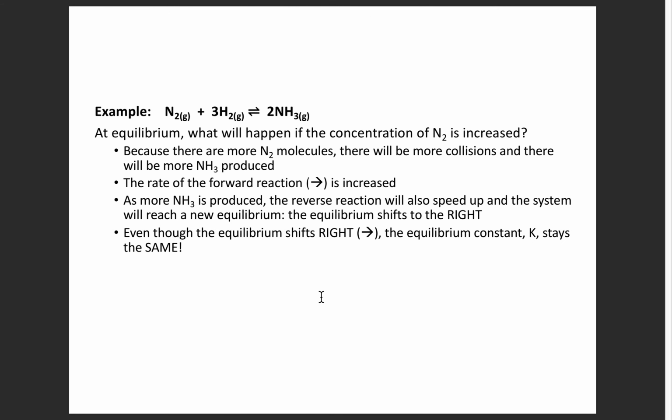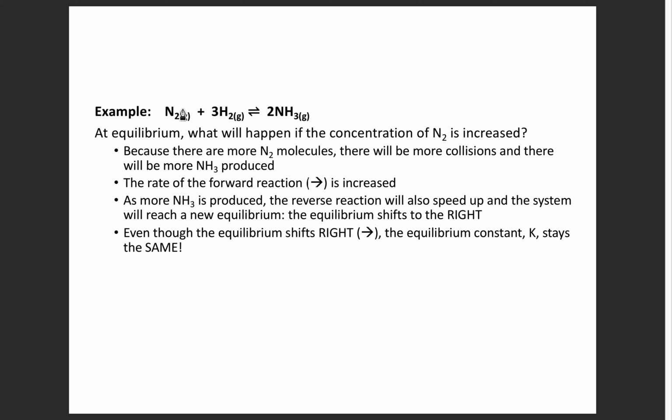So let's take a look at equilibrium, what will happen if the concentration of diatomic nitrogen is increased. So here's diatomic nitrogen and hydrogen creating ammonia. If we increase the diatomic nitrogen concentration, so we're increasing this, think about what would happen. Pause the video if you need to think about this for a second.